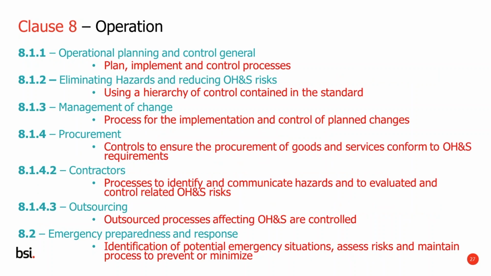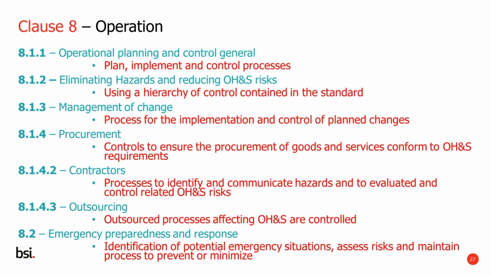Clause 8 looks at operation, planning, and control. So that's your general operational planning and control. How do you control the activities as they happen out there? That includes applying the hierarchy of control. So not just considering it, as it currently requires in 18001, but how do you apply the hierarchy of control? How do you manage change as it happens? Any pre-planned change or unforeseeable change?